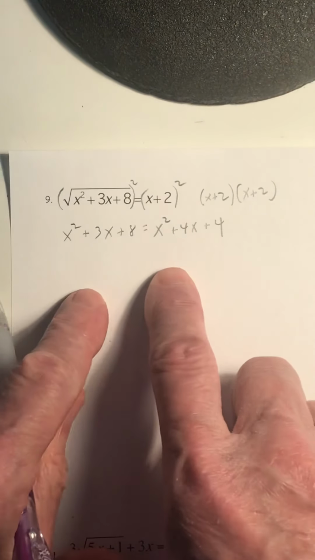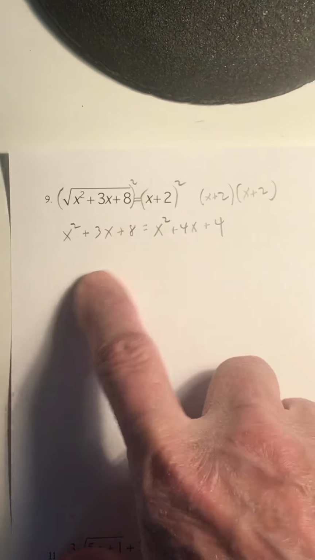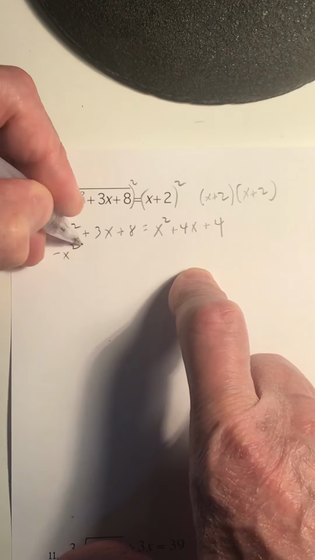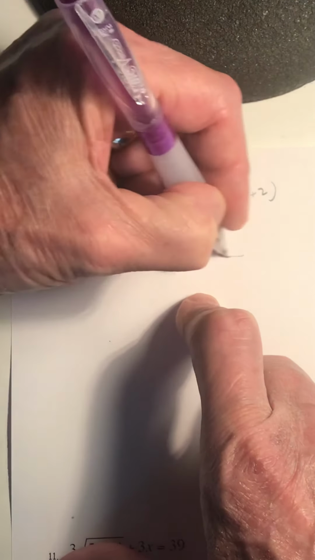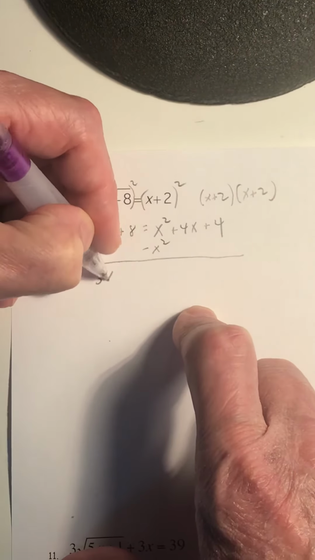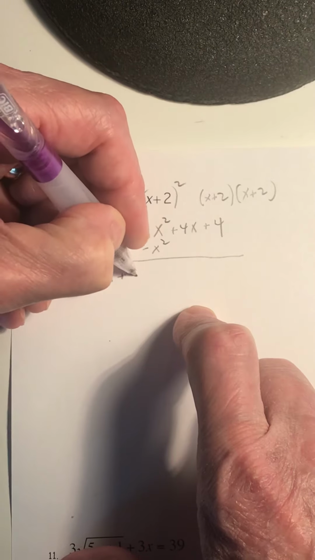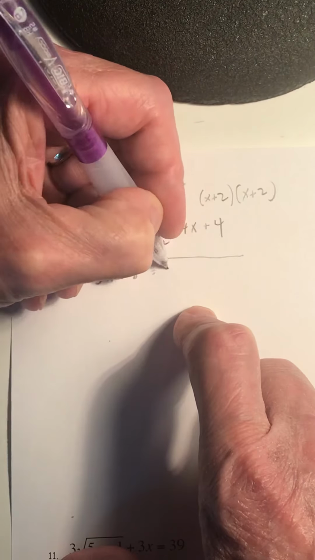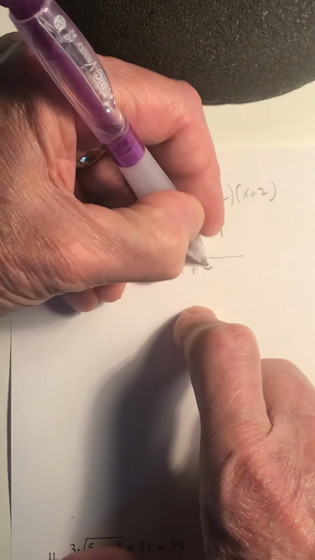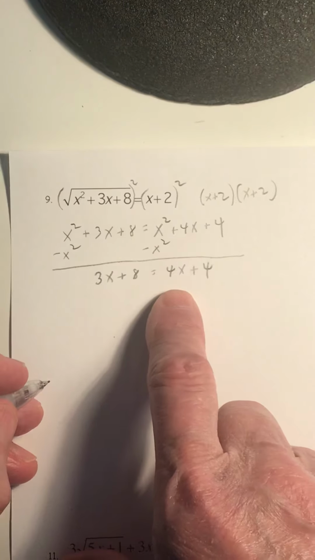Right now this looks quadratic, but as soon as we subtract 1x squared from both sides of it, we're left with this little linear equation: 3x plus 8 equals 4x plus 4. And now it's pretty simple to finish up.